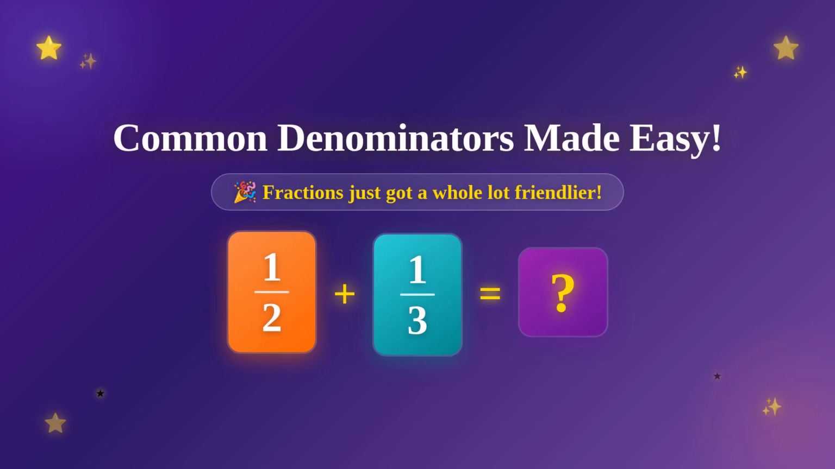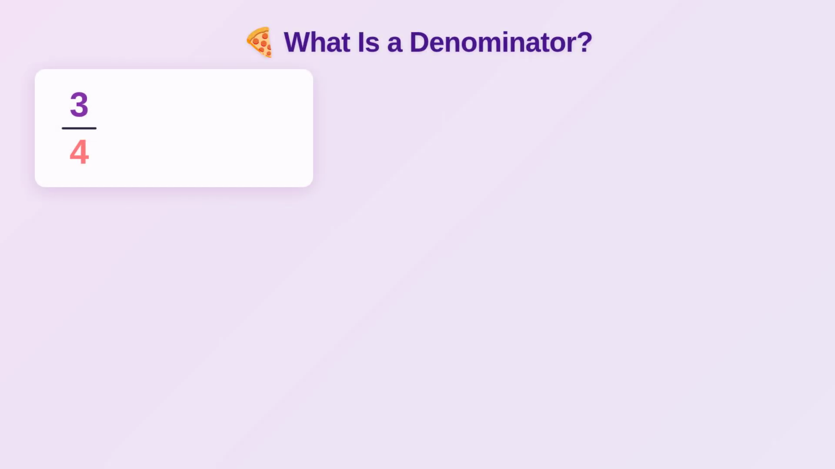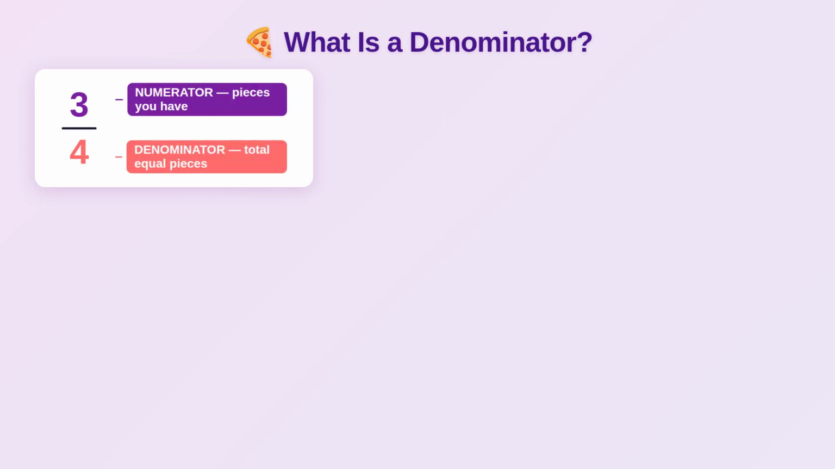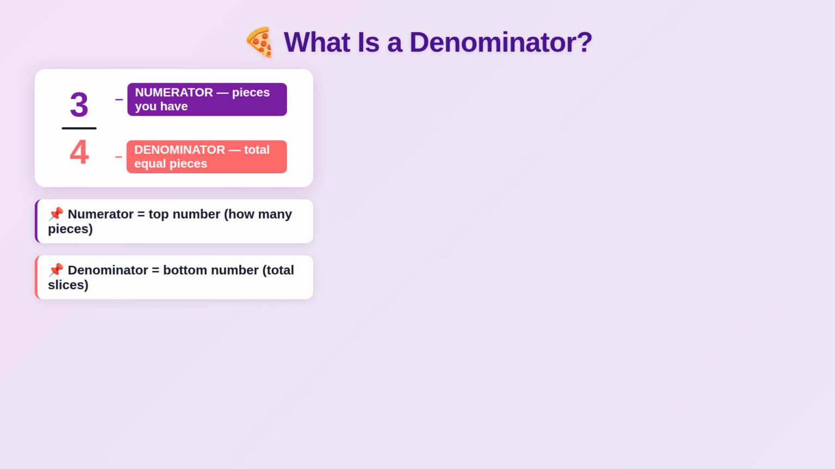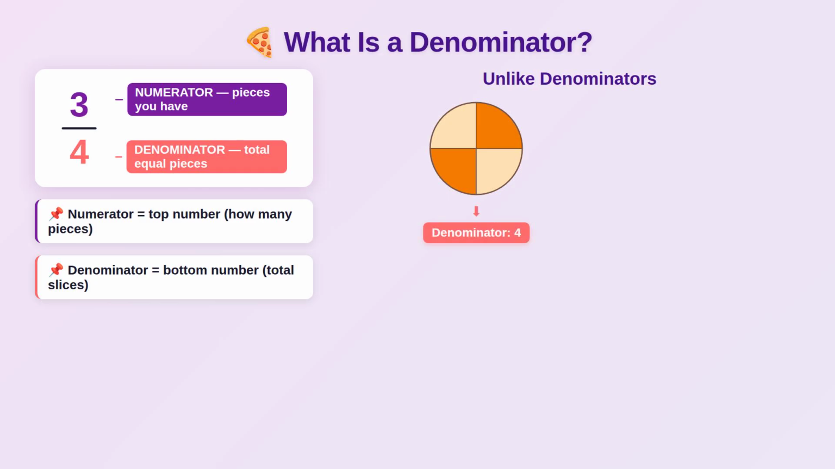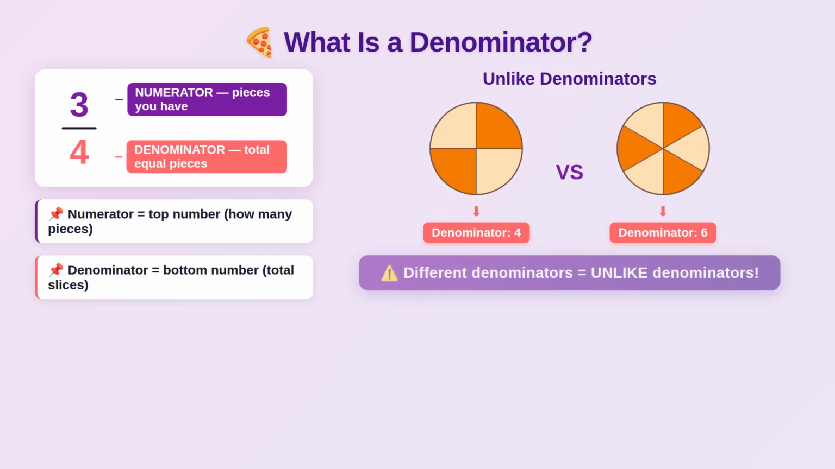Let's go! Before we find common denominators, let's make sure we know what a denominator is. In a fraction, you have two numbers. The top number is the numerator. That's how many pieces you have. The bottom number is the denominator. That's how many equal pieces the whole thing is cut into. So in 3/4, the denominator is 4.